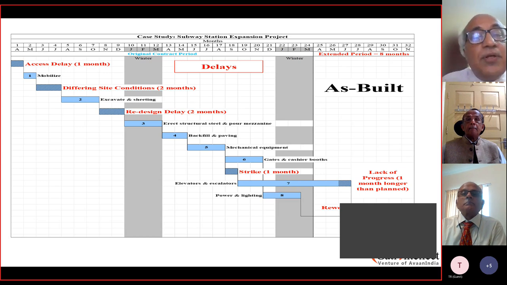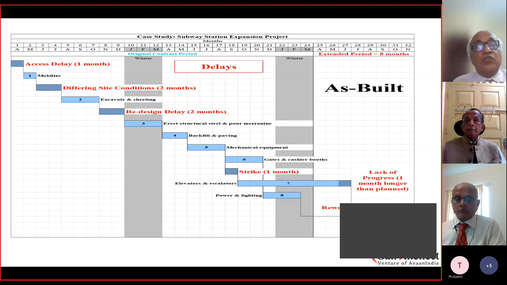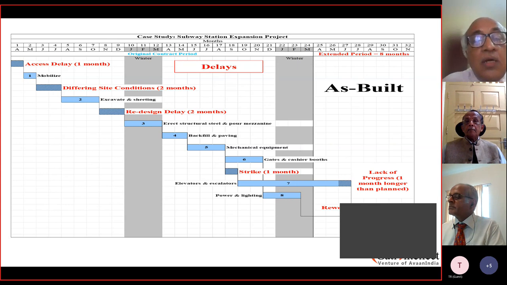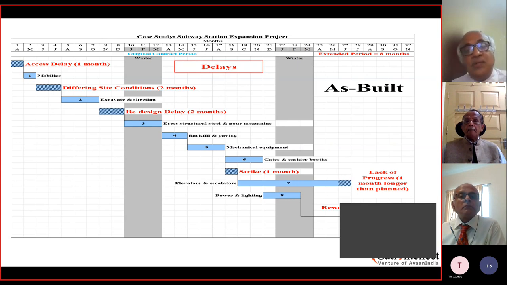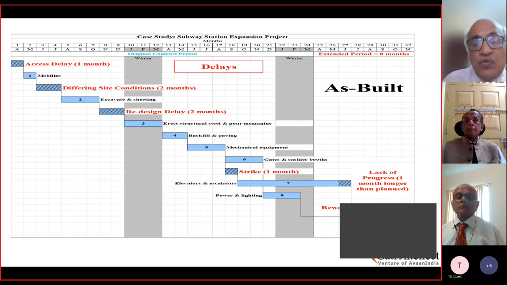After which the structural activity was done, the construction was done, the equipment was also placed at the site. And finally, at the time of activity 6, there was a public strike. It is akin to some activity which impacts everybody, both the owner as well as the contractor, where they could not do the activity. For example, a strike at the port, which is actually outside the control of both the vendor as well as the owner.